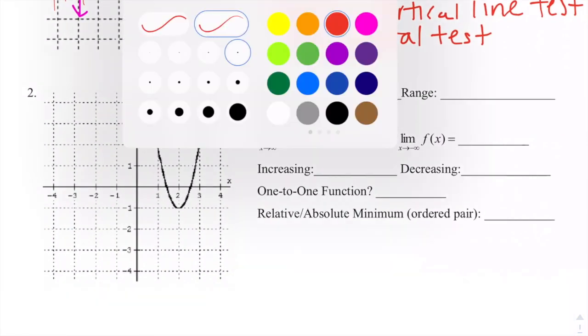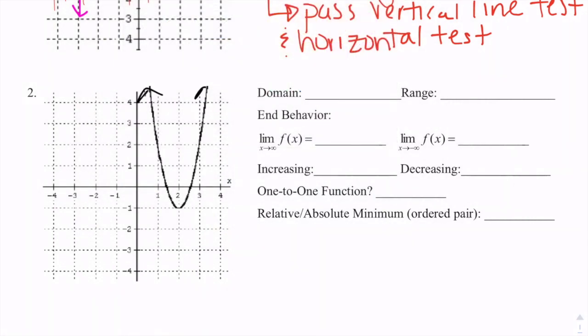Now we have a parabola. And the domain of this parabola here, which is a quadratic, is negative infinity to infinity. The range goes from negative 1 to infinity.